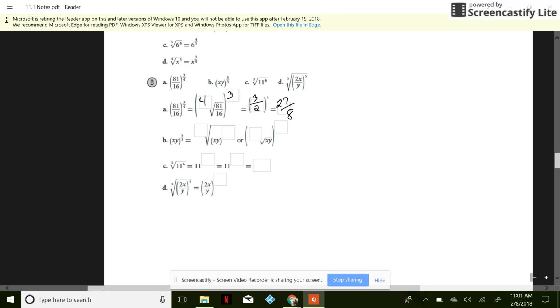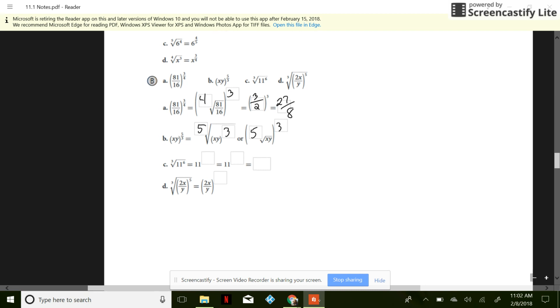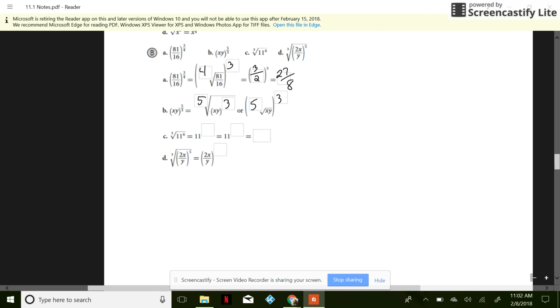We got xy to the 5/3. So we're going to take the fifth root and then cube xy, or you could take the fifth root and then cube that as a whole. So rewriting it the other way.